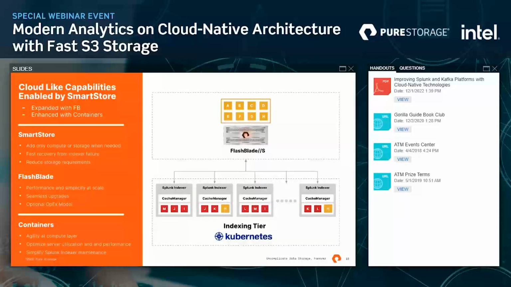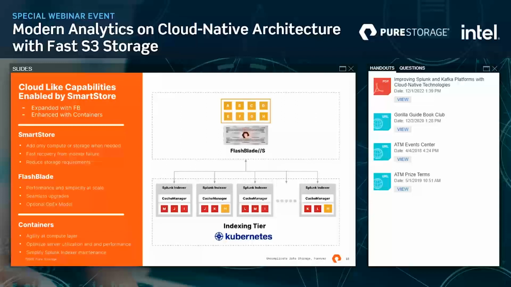This introduced fast recovery from indexer failure and reduced the storage requirement, as we're leveraging the data services in the storage platform for high availability. I said it was expanded with FlashBlade because FlashBlade delivers this performance and simplicity at scale that I already mentioned. It allows you the opportunity to do seamless upgrades, again lending itself to a higher level of availability. And we also have an optional OpEx model where you pay for what you use.